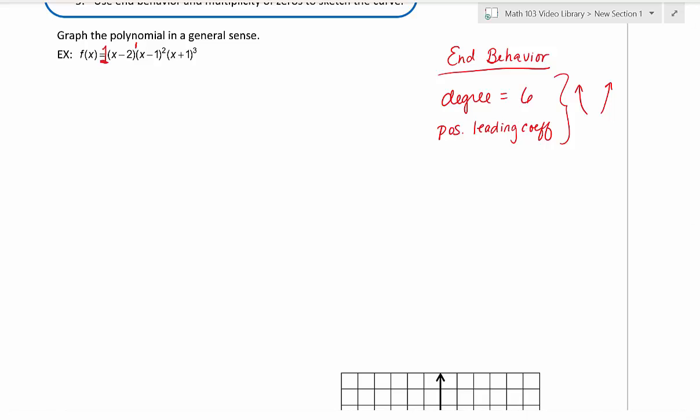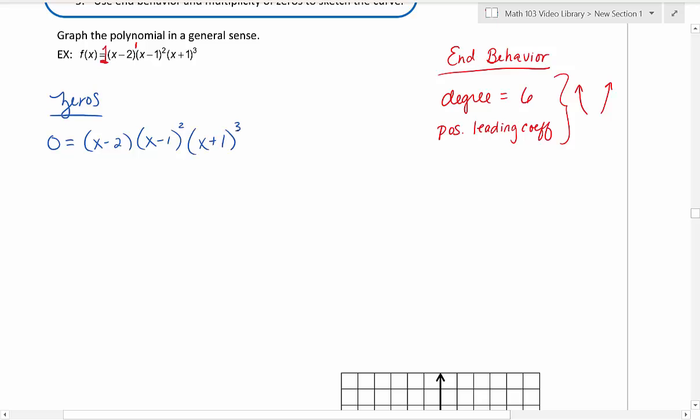Now we want to move on to our zeros. To identify the zeros, we set our polynomial equal to 0. If it's not in factored form, we need to get it in factored form. This one's already factored for us. So each factor is going to produce a zero. The zero that goes with our factor of x minus 2 is positive 2. It has a multiplicity of 1.